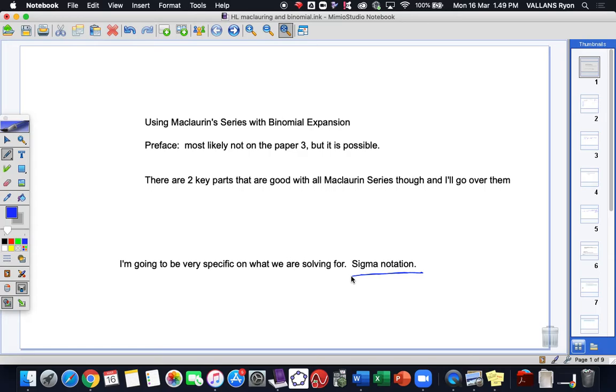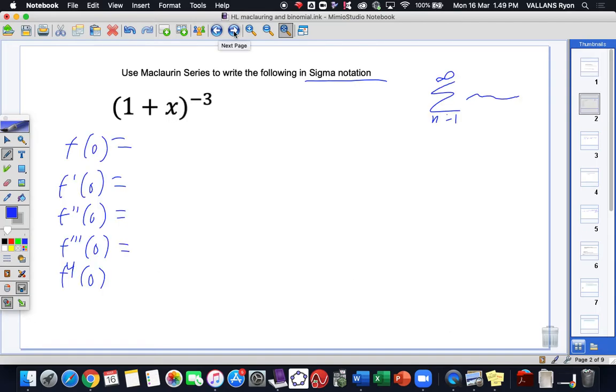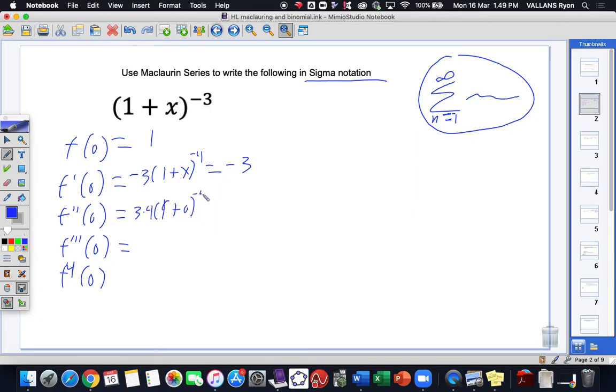So, here we go. First one, use Maclaurin series to write the following in sigma notation. If it's sigma notation, we're asking for something like this. So we put in f of 0. This will equal 1. Take the first derivative. Plug in 0 for that. I get negative 3. Then I'm going to go 3 times 4. Negative times a negative. 1 plus 0 to the negative 5. And I'm going to leave it as 3 times 4.